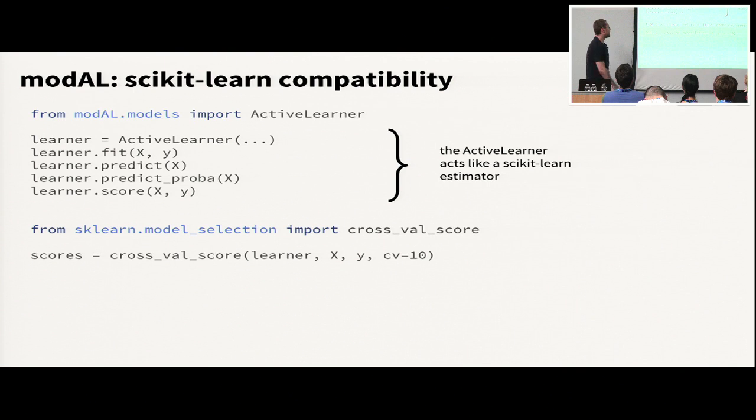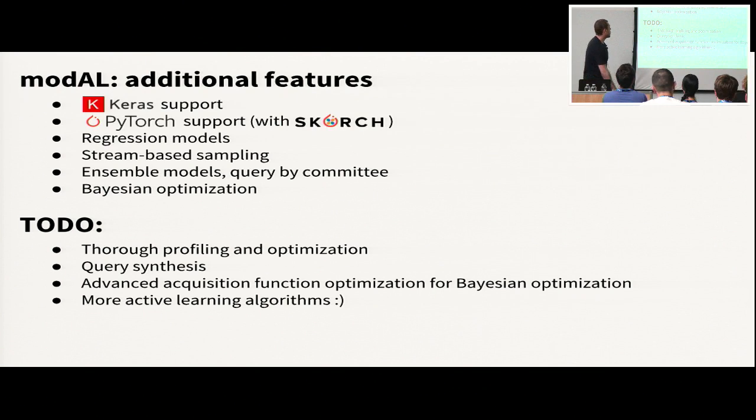Yeah. So actually the active learner objects are acting like a scikit-learn estimator. So they have the same API. You can plug them into scikit-learn pipelines, for instance, cross-validation score. And some additional features which modAL has are Keras support and PyTorch support, so you can, as I mentioned, use deep learning models. It also supports regression. It also supports ensemble models, where you do not only have one classifier, but you have several classifiers, each of them having different conclusions about your feature space, and you can basically ask them questions about your data.